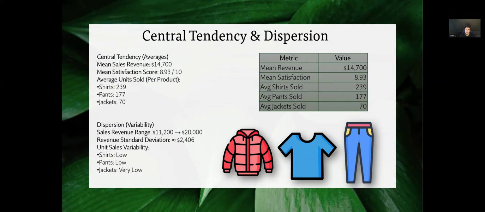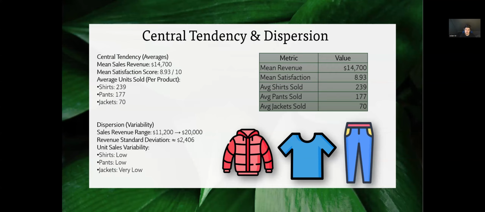Now, for dispersion, the revenue ranges from 11,200 at the lowest point to 20,000 at the highest. The standard deviation is about $2,827, which shows some moderate variability. However, the changes make sense because the sales naturally increase toward the end of the year. So, just from the descriptive stats alone, we already saw clear seasonal patterns and a stable business model.